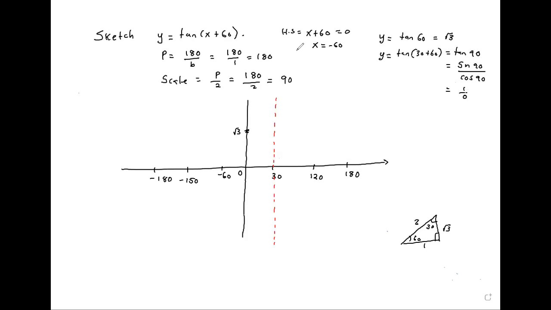And then let's move now to 120. So y is equal to tan(120 plus 60). That is tan 180. Tan 180 is sine 180 over cos 180. Sine 180 is 0 and cos 180 is -1. So we get 0. So we have a 0 at 120.